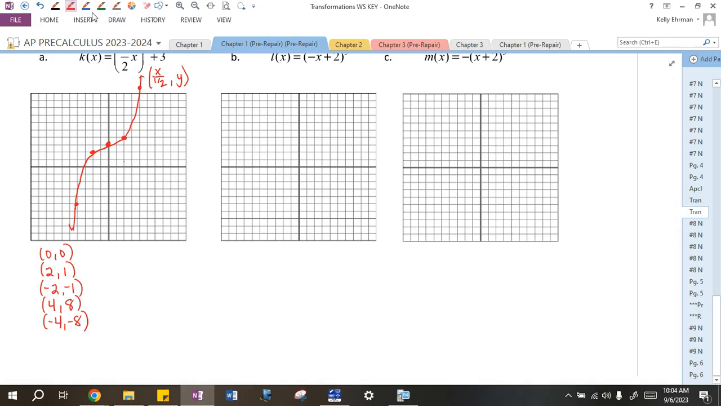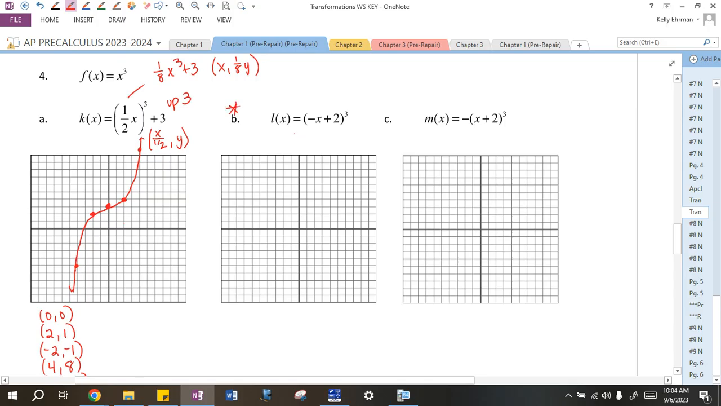Okay. For the next one, B is a special case again. Remember to unsimplify it.